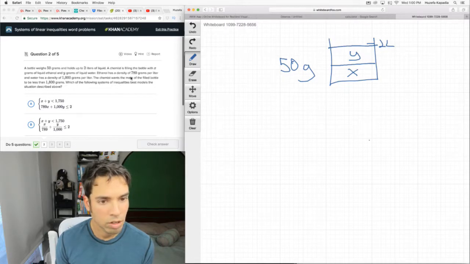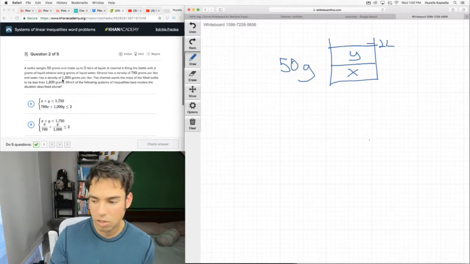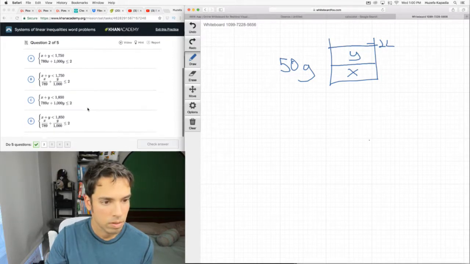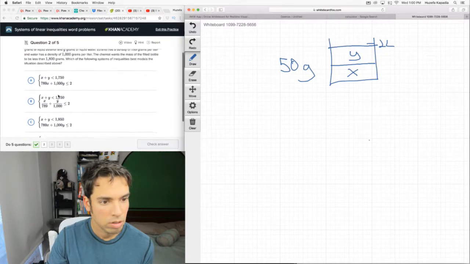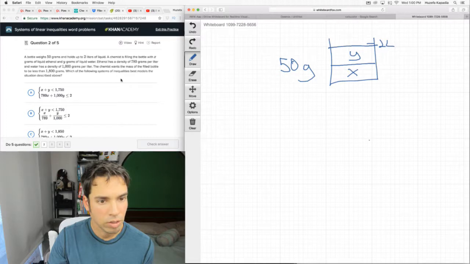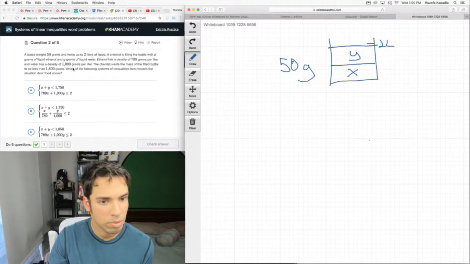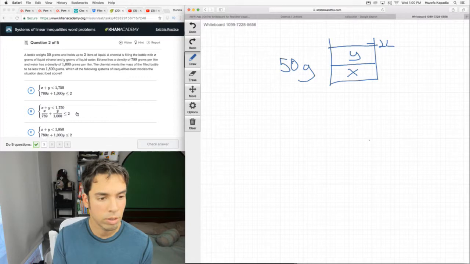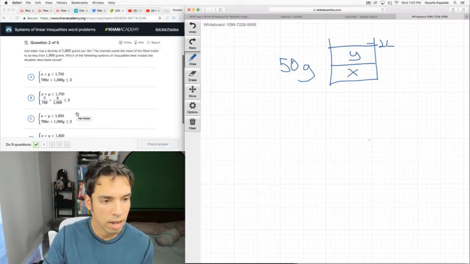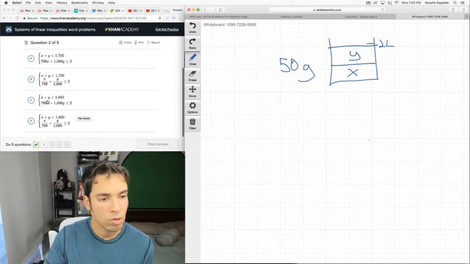All right, this is tricky. So, first of all, we want this to be less than 1,800 grams. So, ethanol has a density of 789 per liter. Let's figure out what's going on. So first of all, we know that the volume is going to be less than or equal to 2, and I think all of these guys have that. Now the question is, which of these equations are right?